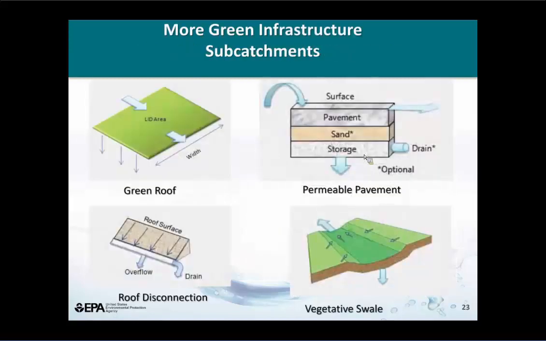There are various types of green infrastructure sub-catchments, such as green roof, roof disconnection, permeable pavement, vegetative swales, and some others. There's gray infrastructure: pumps, pipes, tanks. There's green infrastructure: LIDs, low impact development, SCM, stormwater control measures, DUDs, distributed urban design, BMPs, best management practices. There's a family of practices that are enveloped within green infrastructure.